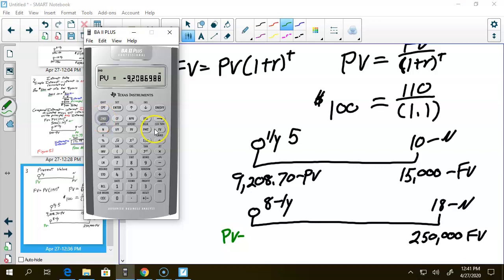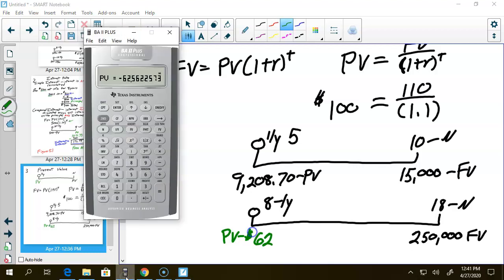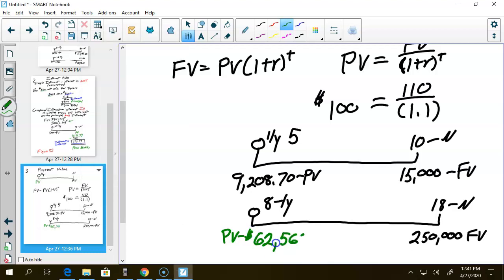I'm going to second function, clear out, new problem. So I have 18 N. I have 8% for my interest rate. I have $250,000 for my future value, and I need to compute present value. So the day your child is born, if you had $62,562.27, you could send your child to school and have that paid for.